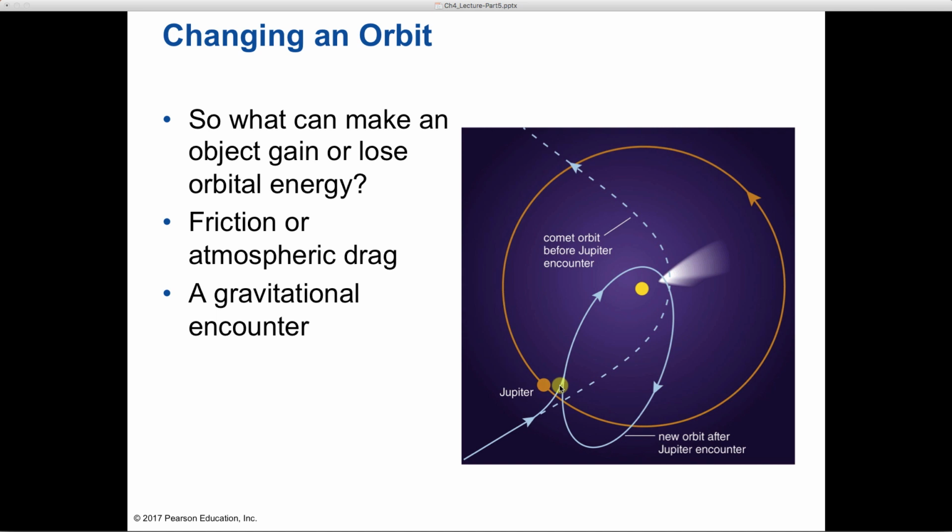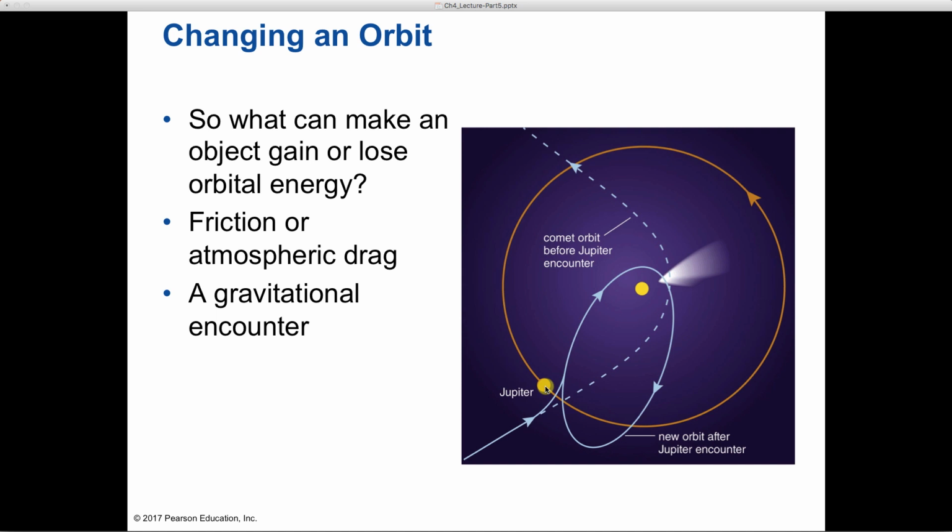And that different orbit in this example just happens to make it go in the opposite direction. So rather than going this way, around the star like that and then up, the comet actually goes the other direction around the star. So this is just one example of many possibilities of things that could happen when a comet or any other object has a gravitational interaction with another body in the solar system.